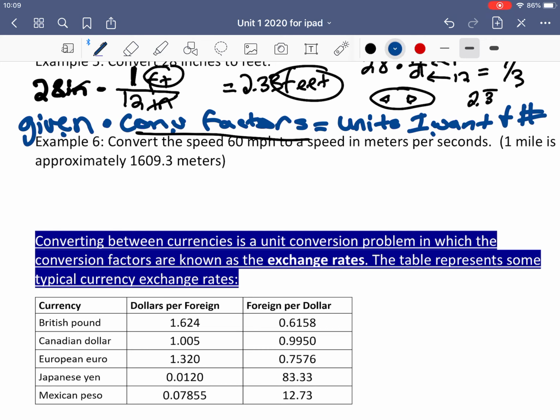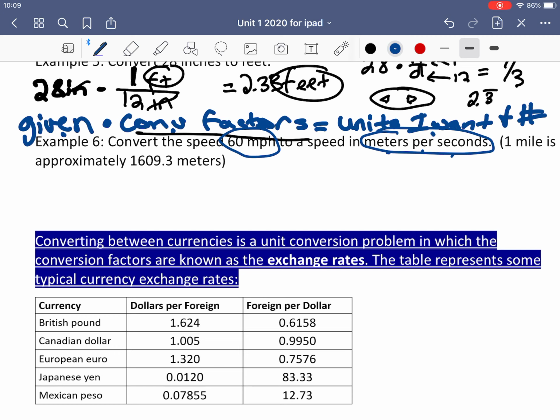All right, let's work everyone's favorite problem. Okay, I lied. We make this one too hard just because there's a lot of steps. But remember, that's why we use dimensional analysis, so I don't have to worry about 27 steps at once. I worry about the step I'm on. So convert the speed 60 miles per hour to a speed in meters per second. Now, distances per time is how we record speeds. Notice the last one is speed, distance per time.